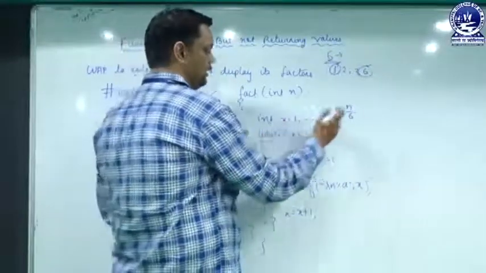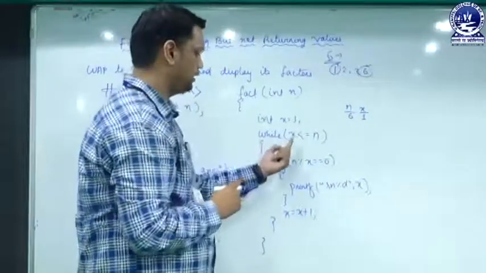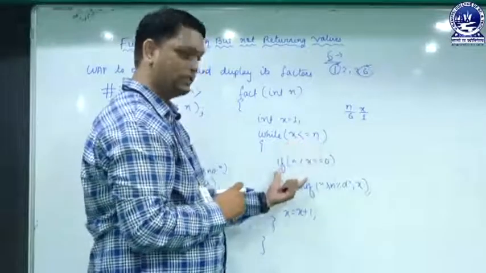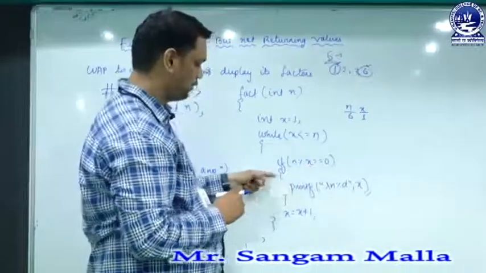Now it will come to int x equal to 1. So x will hold the value 1. Now it will check the condition. 1 is less than equal to 6. True or false? Yes, true. It will enter the block. 6 is divisible by 1. Yes, true. It is divisible. So it will enter the block.